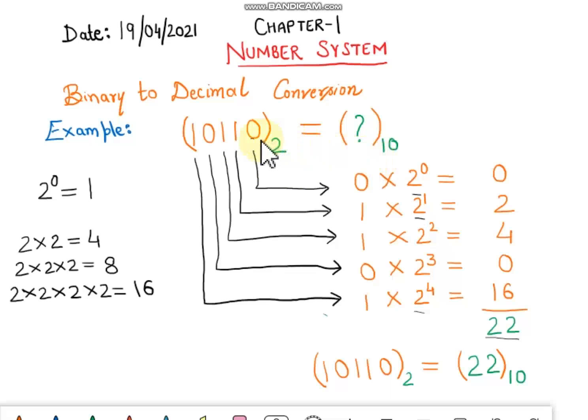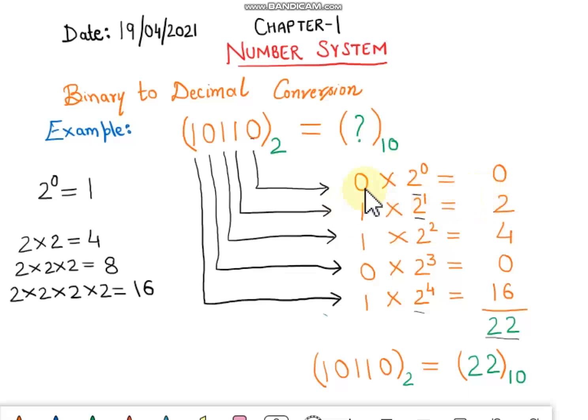So first we will multiply 0 by 2 raised to power 0. Then we will take the next digit, 1, multiplied by 2 raised to power 1. Third, 1 multiplied by 2 raised to power 2. Next, 0 multiplied by 2 raised to power 3. And the last digit, 1, multiplied by 2 raised to power 4. So in every step we have increased the power of 2 by 1. Now we have to solve this.